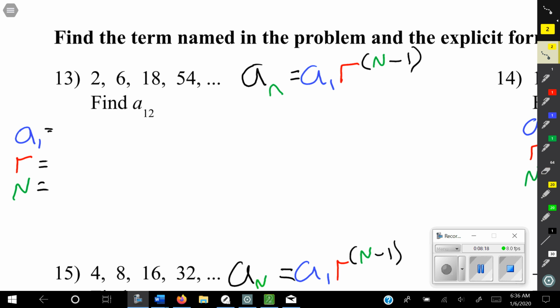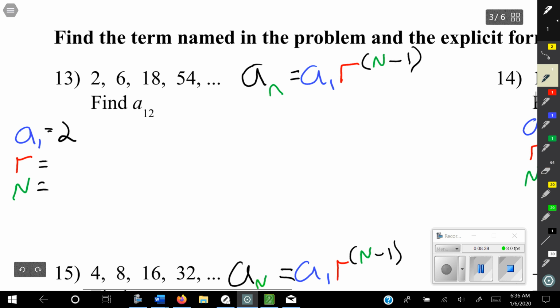Okay, so let's take a look at this first example here. In number 13, I've already got the formula written out over here. All I'm gonna do is first find everything I need, the n, the a sub 1, and the common ratio, and then plug them in. So to find the first term, it's just the first term, it's 2. To find the common ratio, all you have to do is take the second term and subtract it from the first term.